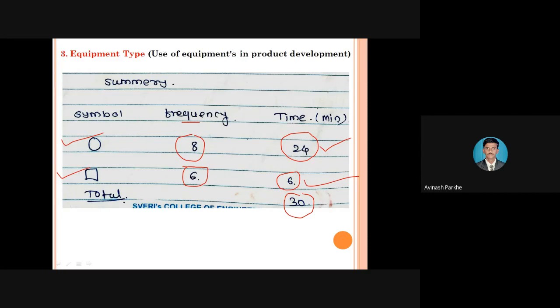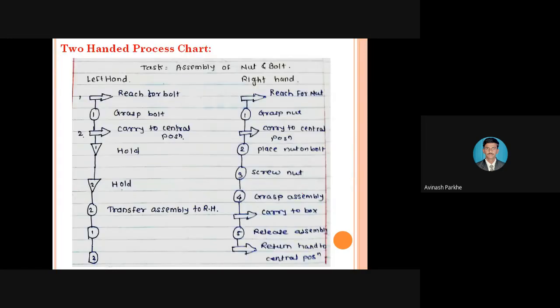So like that, this summary also you have to represent after the flow process. Through this summary you will get detailed information: how much time is required for operation, how much time is required for inspection. So this is the summary for equipment type or machine type flow process charts. Now let's discuss the two-handed process chart.